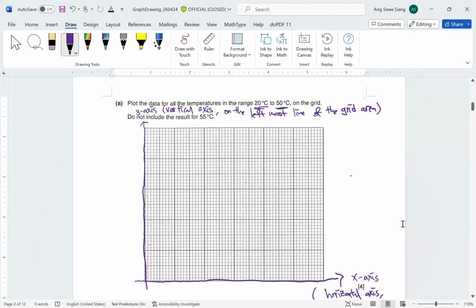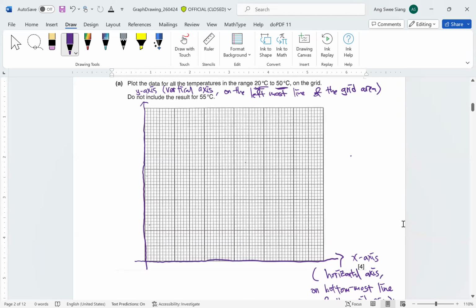So you need to know this. Then I will tell my student, you count the number of squares. You count the number of big squares. What do I mean by big square? This is considered one big square. This is one big square. So I will count: 1, 2, 3, 4, 5, 6, 7, 8, 9, 10. I have 10 big squares for the y-axis.